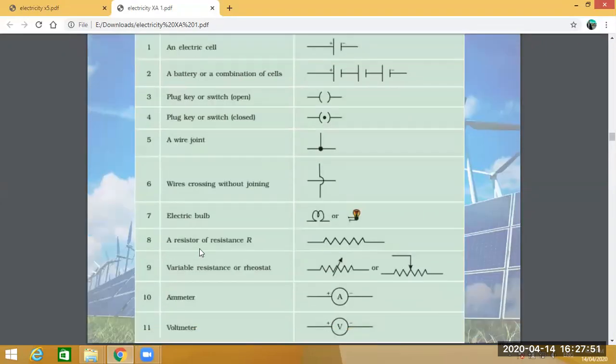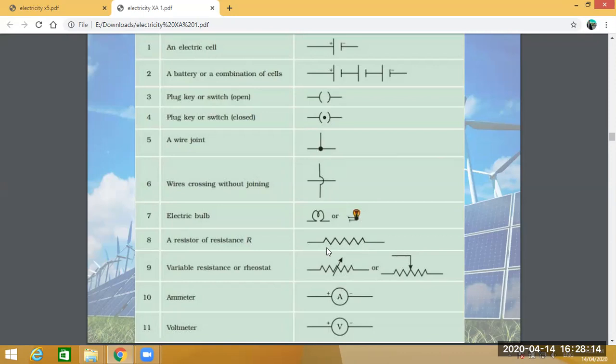So a resistor of resistance R. A resistor is an electrical device which has the inherent property of hindrance that opposes the flow of electric current through it. So this is the resistor, and resistance is its property. Symbolically, a resistor is denoted by this.